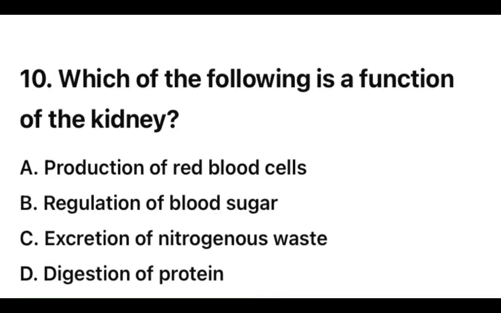Question 10 says, which of the following is a function of the kidney? A, production of red blood cells. B, regulation of blood sugar. C, excretion of nitrogenous waste. And D, digestion of proteins. The correct option here is option C.